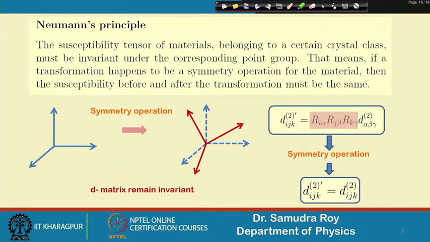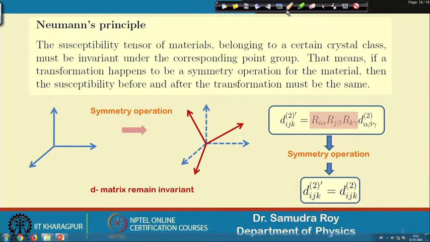This is a classical example of Neumann's principle. So, let us continue with Neumann's principle. As the slide suggests, in Neumann's principle the susceptibility tensor of a material belonging to a certain crystal class must be invariant under the corresponding point group. That means if I put some kind of symmetry operation, the D matrix will remain invariant.